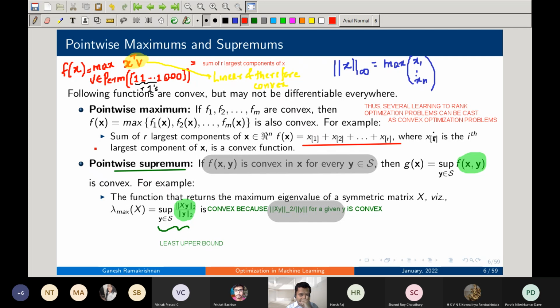Let's move on. I'll now delve a little bit more into the pointwise supremum case. So how is it that lambda max is in fact the supremum over y of the 2 norm of xy divided by norm y, right? How does it turn out to be the largest eigenvalue? Any guesses?